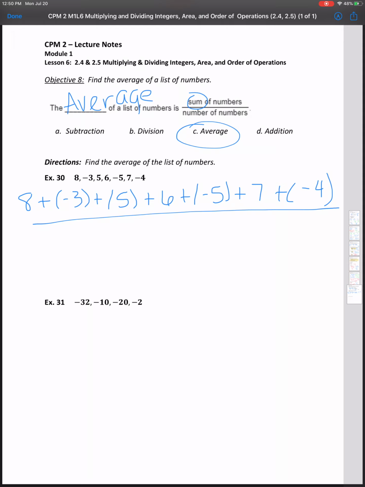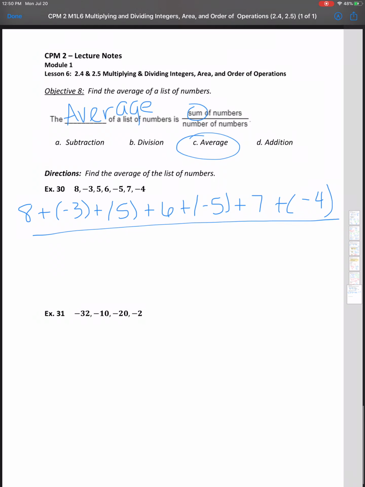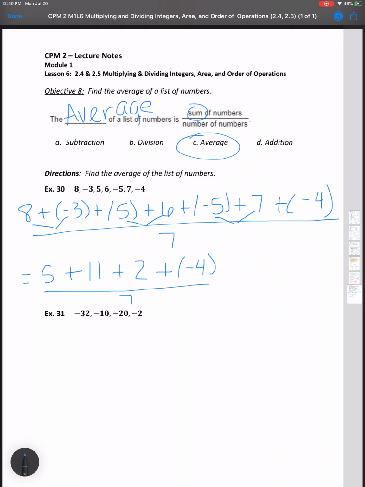Okay, so 8, let's see how many numbers. 1, 2, 3, 4, 5, 6, 7 numbers. So we're going to divide by 7. Okay, so now we have to go add these numbers up. So I'll take 2 at a time. What's 8 plus a -3? 5. What's 5 plus 6? 11. -5 plus 7? 2, and then plus a -4. Still we'll have to divide by 7.